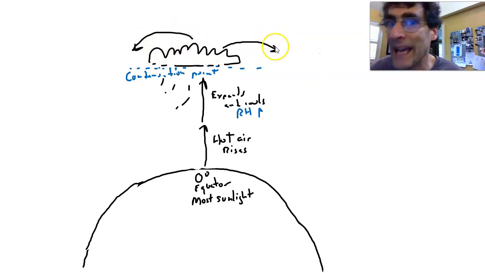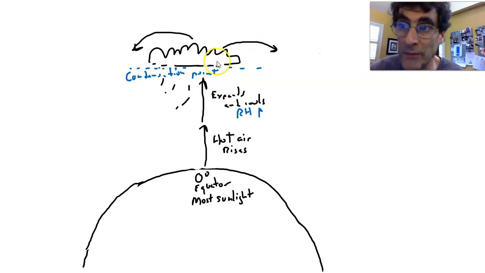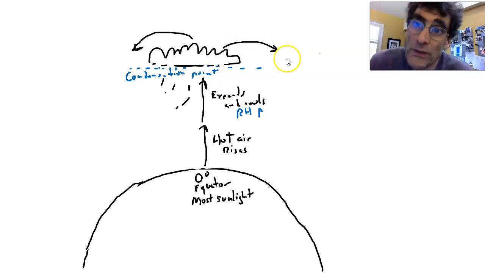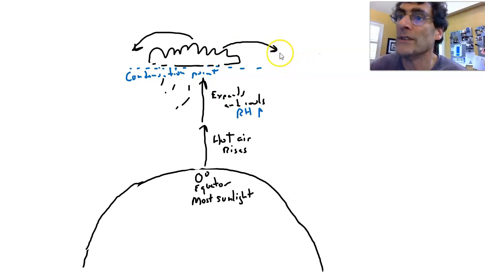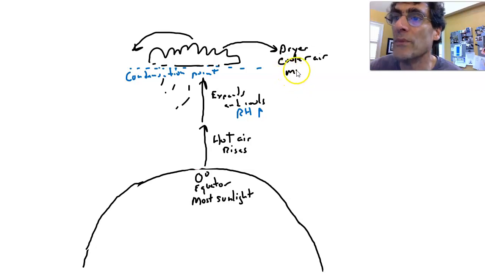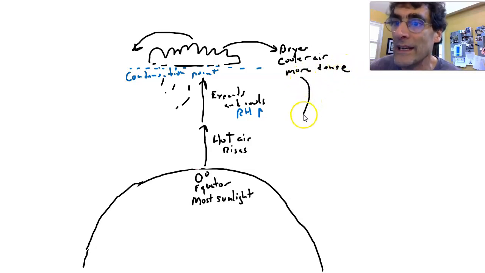But how is this air different than this air? Well, it doesn't have as much water anymore, because we just lost a lot of that water from rain. And it's starting to cool off. So this is drier, cooler air, and drier, cooler air is more dense. So this air is getting more dense. And we know that dense air is going to fall.